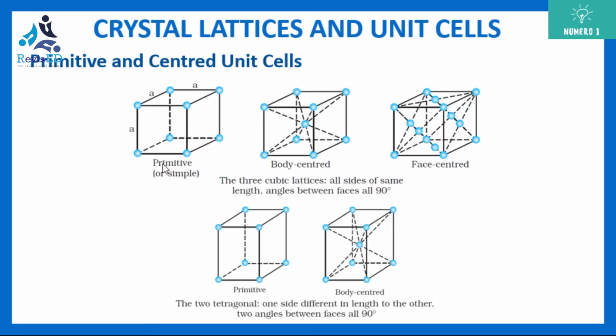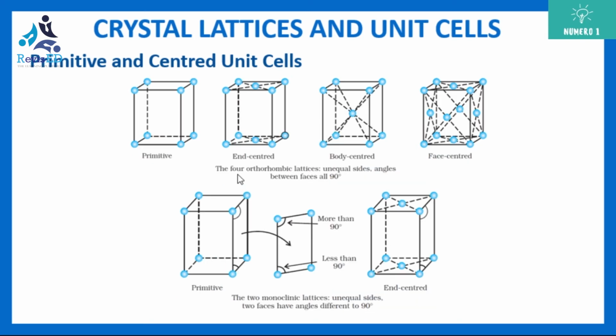Now this is a simple primitive unit cell, that is, the atoms are present only at the corners. This is a body centered one, that means at the center of the unit cell we have one constituent particle. Face centered means all the 6 faces have one atom at the center. These are the tetragonal ones. This is the cubic lattice. Similarly here, these are orthorhombic lattices and 2 monoclinic lattices.